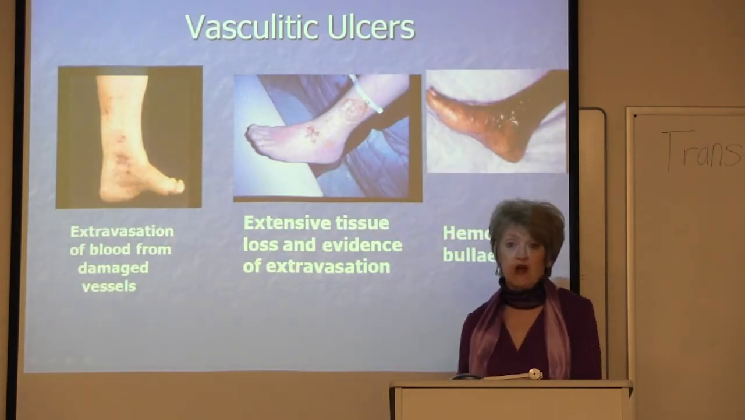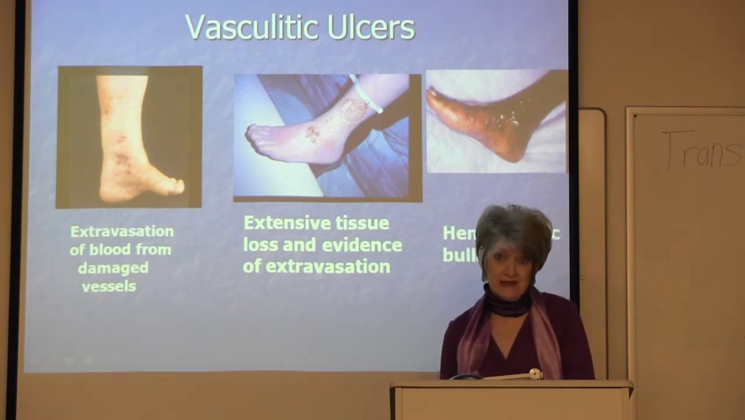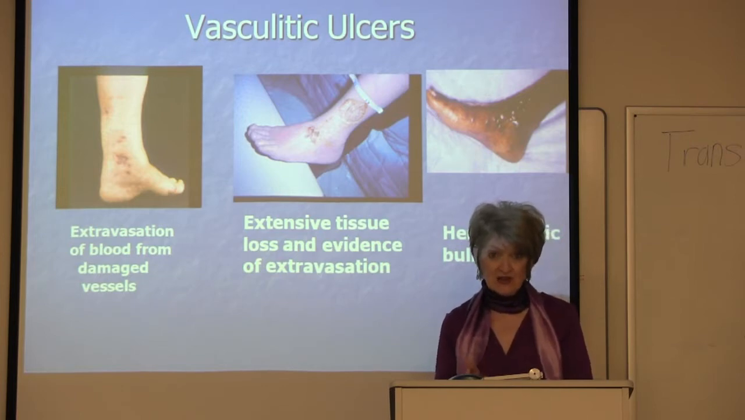So the first type we're going to talk about is vasculitic ulcers. Some of you may have already seen these. Vasculitic ulcers are caused by damage to the blood vessel wall. When you see the term vasculitis, that tells you it's an inflammatory process.